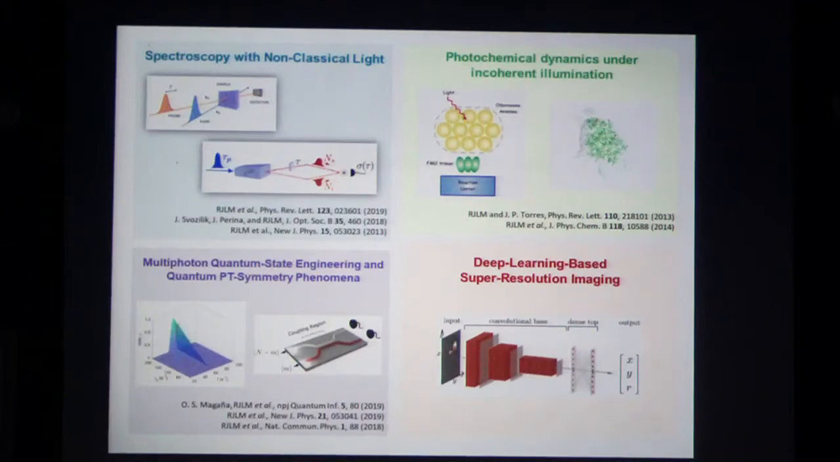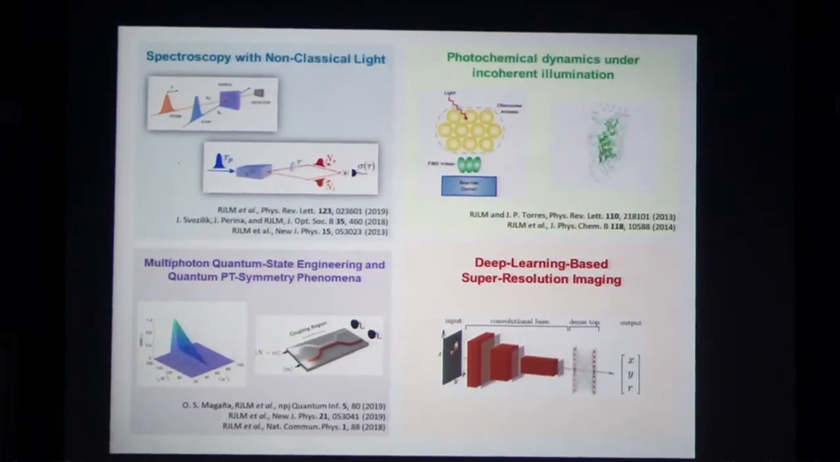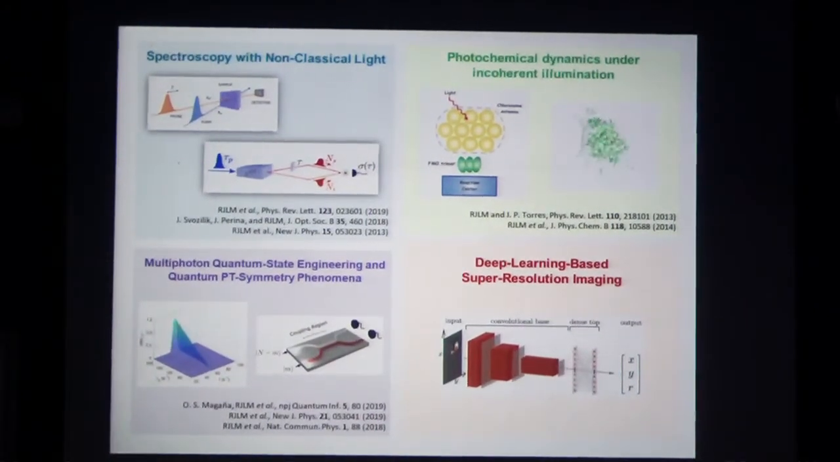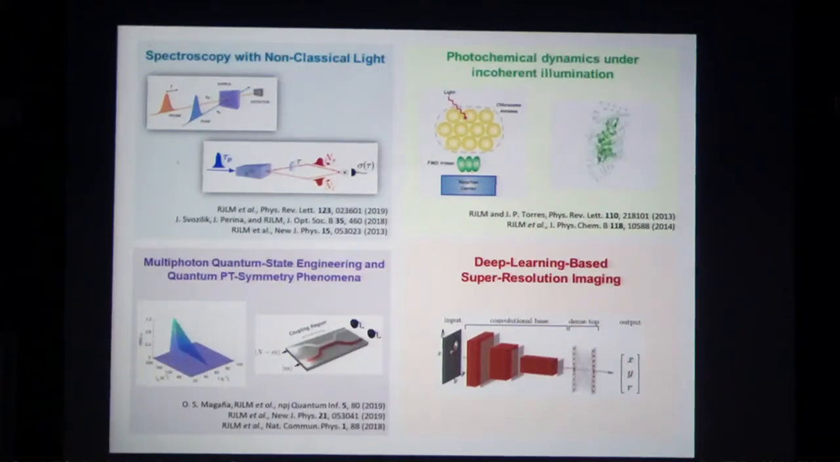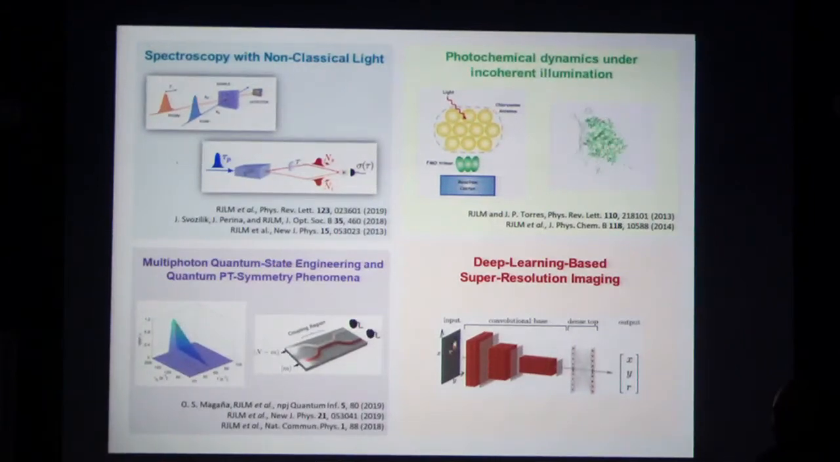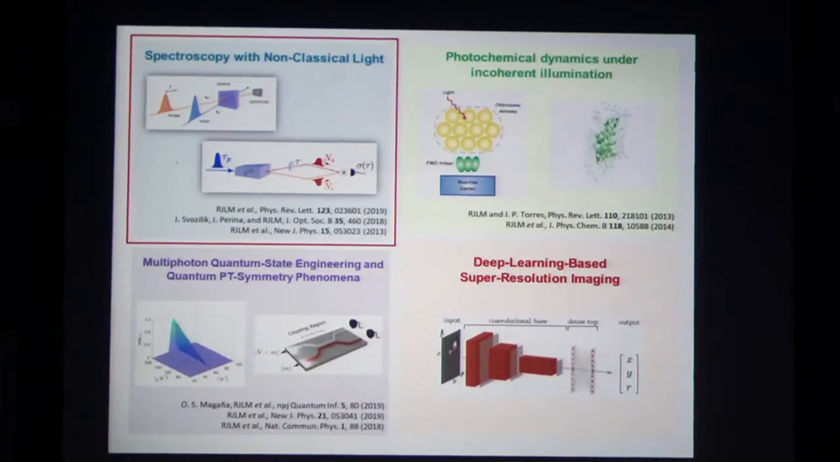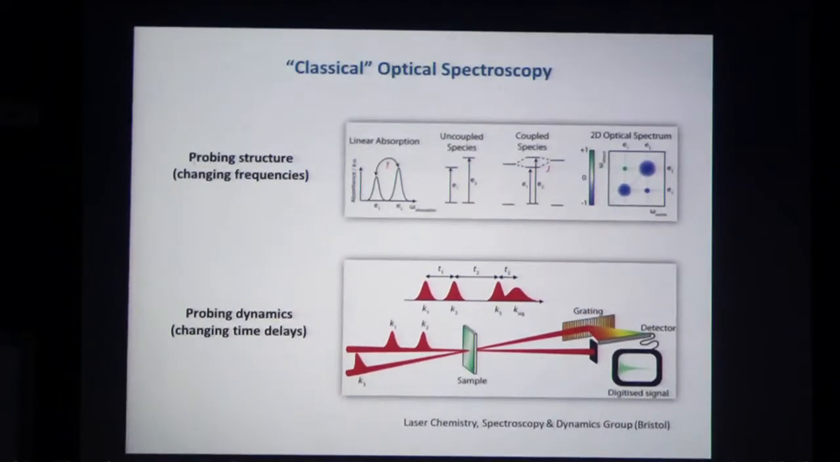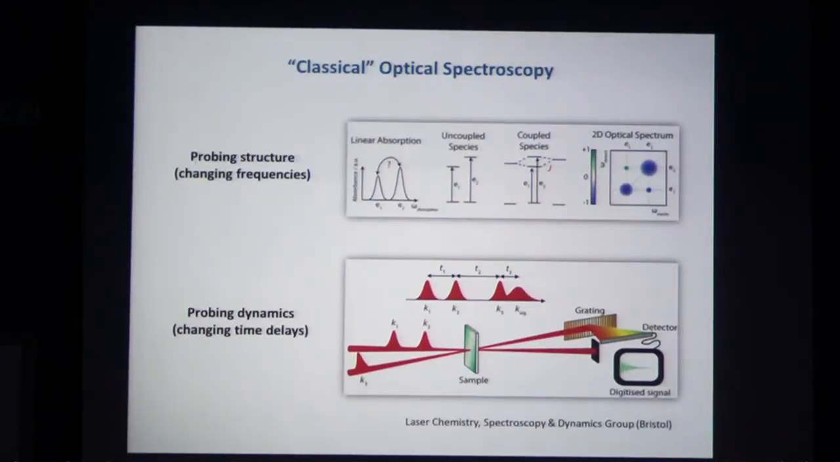And finally, something that we are just starting, we started this year, is something called deep learning based super resolution imaging. So it's basically using machine learning for developing super resolution. Instead of using shorter wavelengths, use a neural network to get better resolution with optical wavelengths. That's more or less what we do in this part. But today, I will talk about this spectroscopy with non-classical light. And in order to understand how this works, let me start by explaining a little bit of what is the classical, in the sense, standard optical spectroscopy.